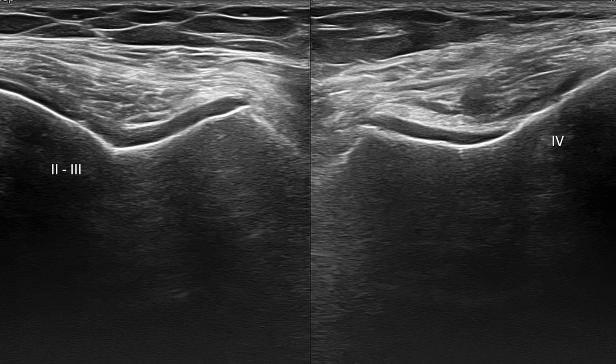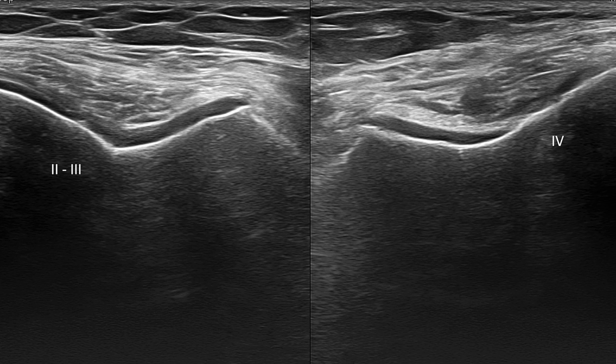This image presents a comparative transverse view of the trochlear groove in both knees. On one side, grade 2 to grade 3 chondromalacia is visible. On the opposite side, more advanced degeneration consistent with grade 4 can be observed.